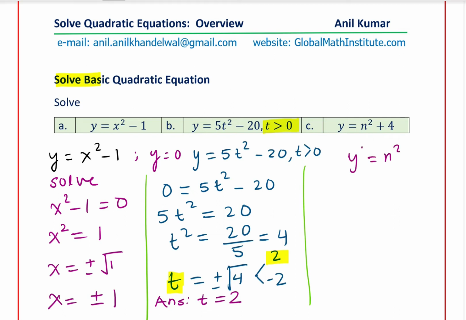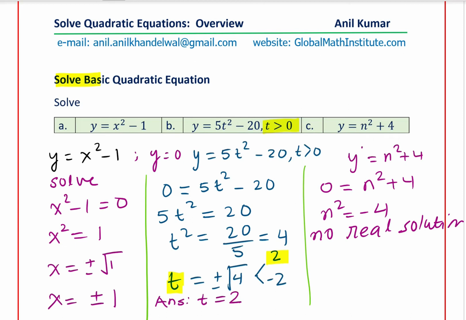Now let's take the next example, which is y equals n squared plus 4. So we could have any variable here, not necessarily x. So equating y to 0, we get 0 equals n squared plus 4, and that gives you n squared equals minus 4. Now, a square can never be negative, so we have no real solution. So an equation can have zero solutions, no real solutions, or one solution or two solutions. In this case, we're actually working in the set of real numbers, so it has no real solution.